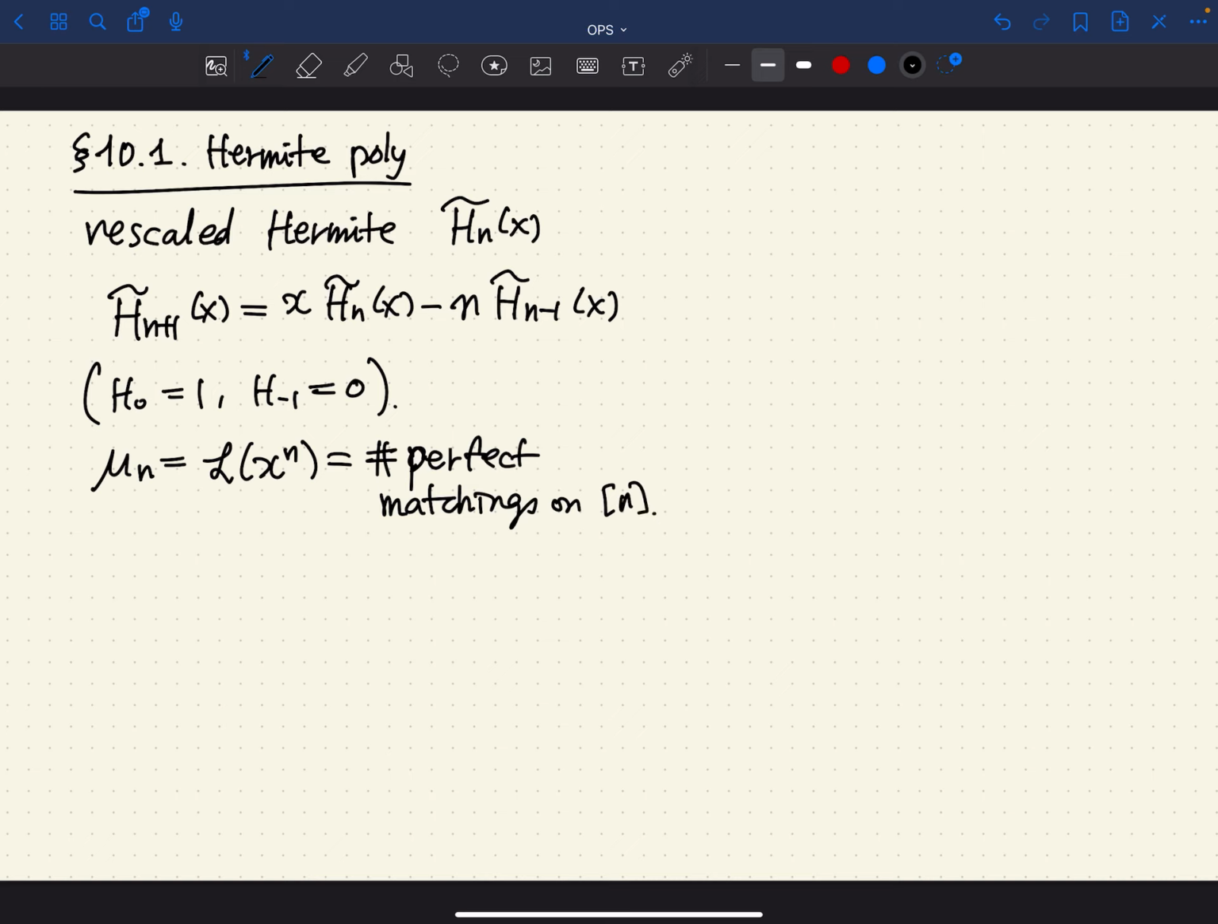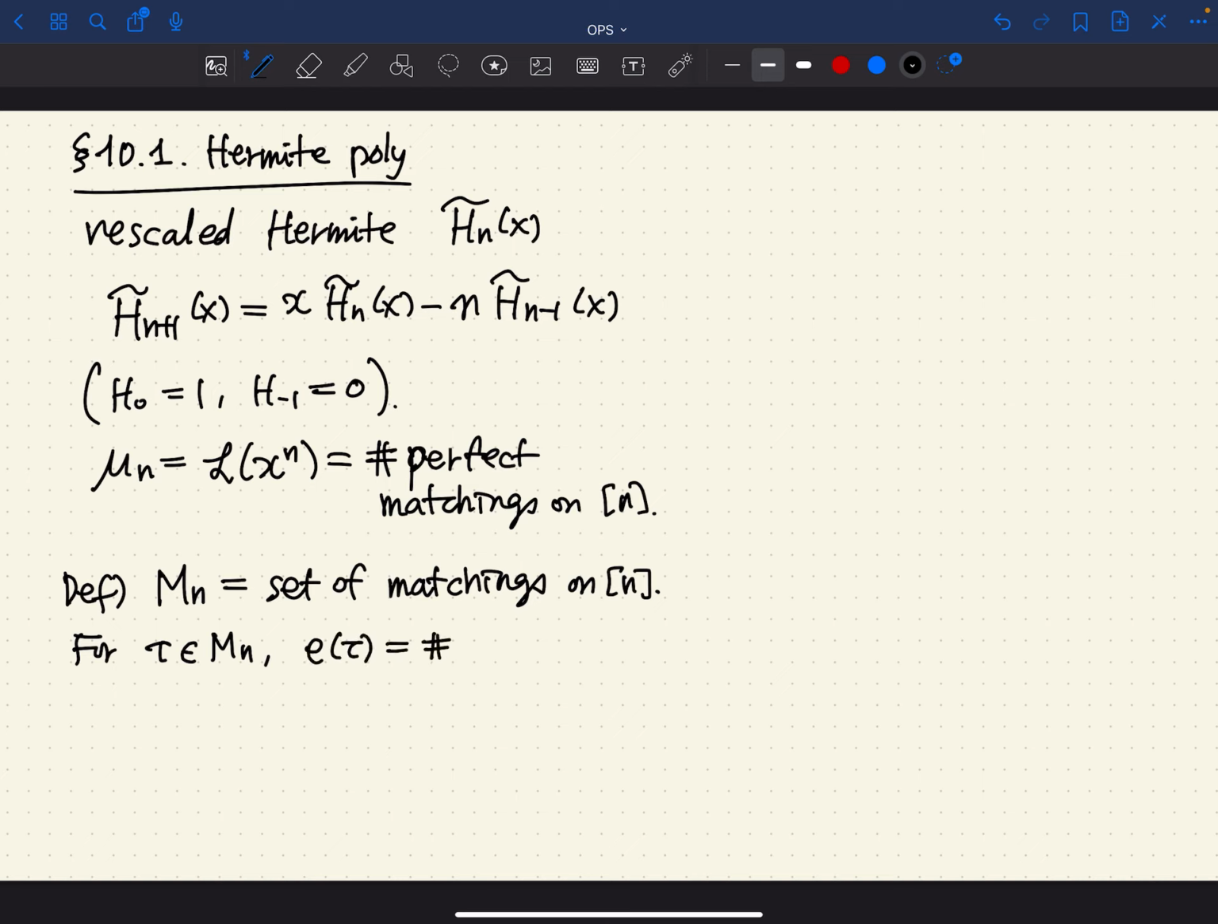On n. So in particular, if n is odd, then it's going to be 0. So we need some definitions or notation. M sub n is the set of all matchings, not necessarily perfect. By the way, this is M, not mu. And for a matching, say tau, E of tau is the number of edges.